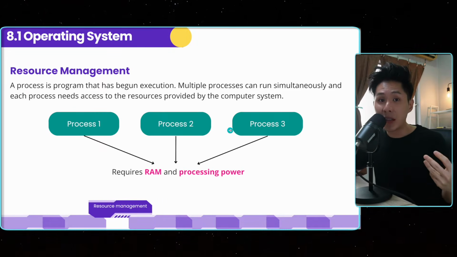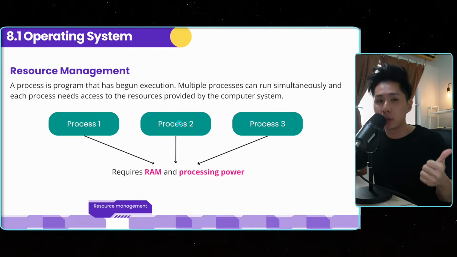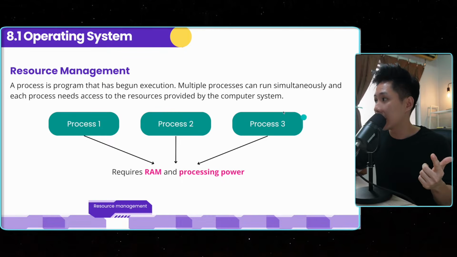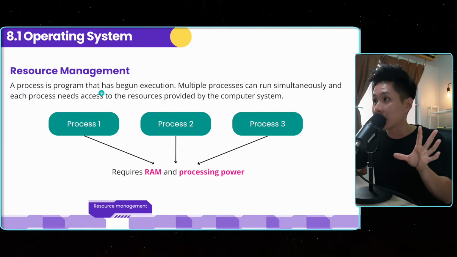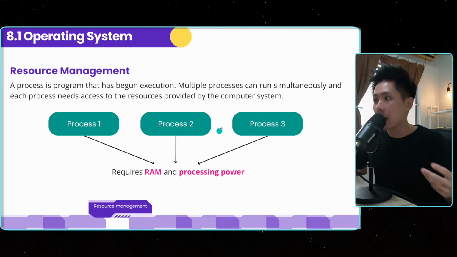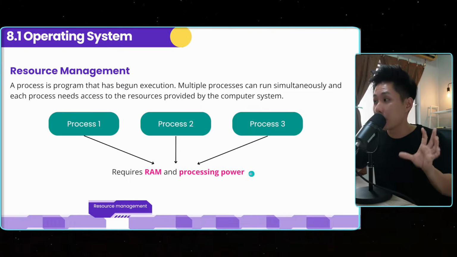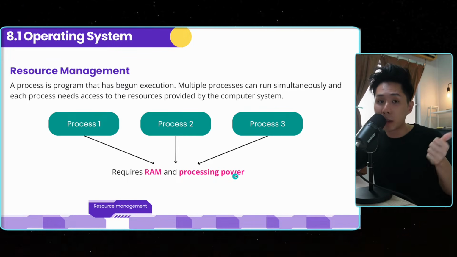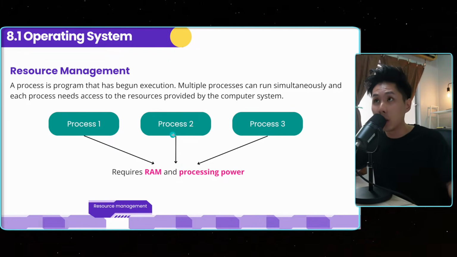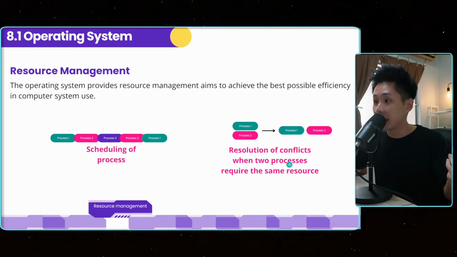The third thing that the OS does is that it manages resources. Resources in this case refers to the computing power and also the memory. There are many processes that can be running at the same time. A process is a program that has begun execution. Process 1 could be your Google Chrome. Process 2 could be your Spotify app, etc. And these processes require RAM and processing power. So the OS will be the one that allocates RAM and processing power to each process because it will know how much RAM it needs, how much computing power it needs. This is one of the things that the OS does.